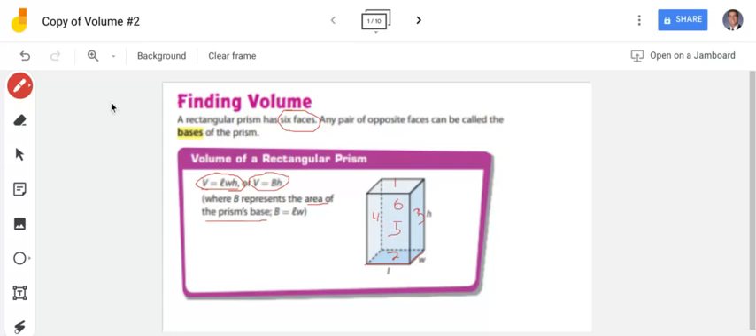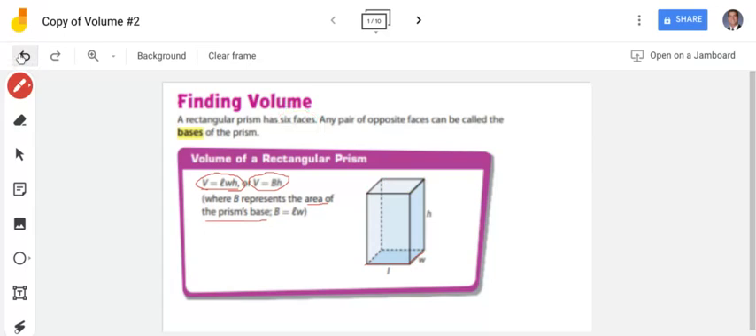We also have vertices. Remember, the vertices are where the faces meet. So they're like the corners. So we have a vertex, vertex, vertex, vertex, vertex, vertex, vertex, and vertex. Right? So we have 8 vertices. Okay, so 6 faces, 8 vertices.